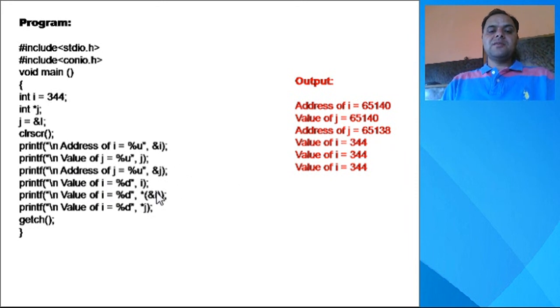The value of I using the address of I and pointer: it will again print the value at the address of I, so it will again print 344. And the value of I using pointer j: it will print the value at the address which is the value of j. It will again print 344. So this is the program, and this is how we can use pointers, and the output of the program.